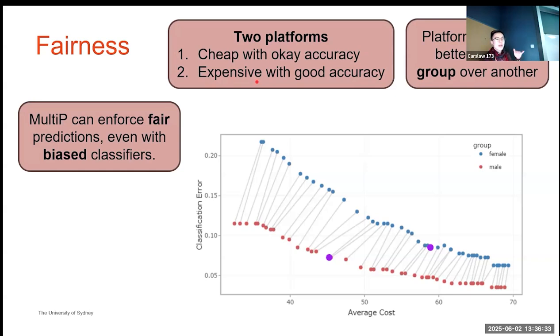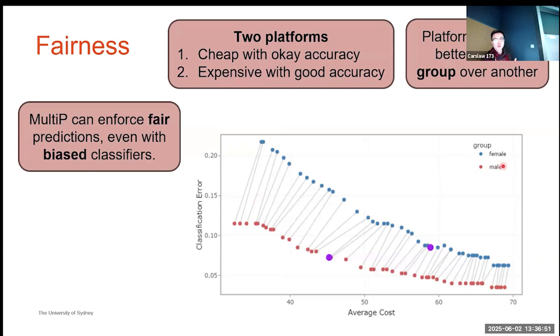And so what you have is this threshold that you can choose to alter to decide whether or not to pass people onto this second, more expensive platform. And so then we can construct this trade-off plot.